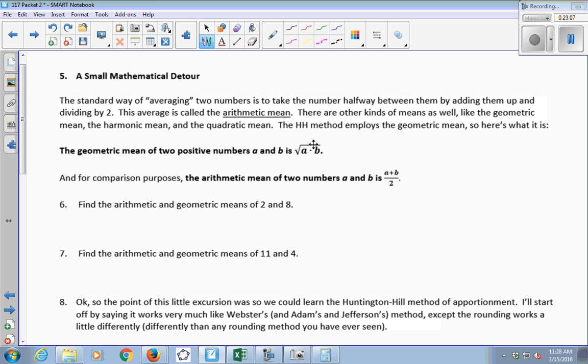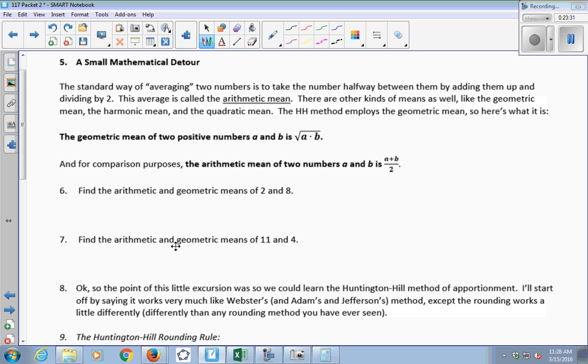So the geometric mean of two positive numbers a and b, you calculate by multiplying the two numbers together and then taking the square root. Okay. So for comparison purposes, the arithmetic mean, right, you add the two numbers together and then divide by 2. Okay, so we use multiplication for the geometric as opposed to addition for the arithmetic. So let's just do a quick example. The arithmetic and geometric means of 2 and 8.